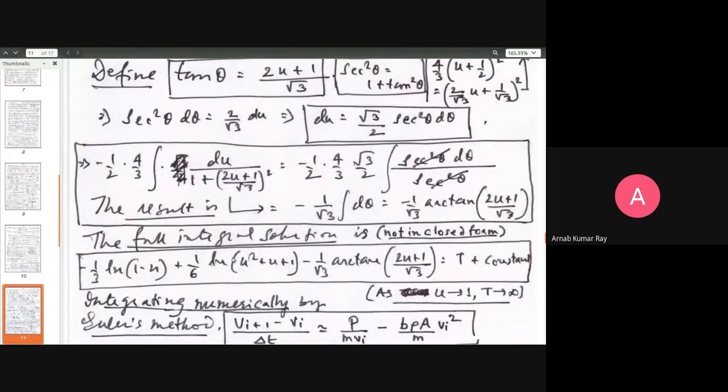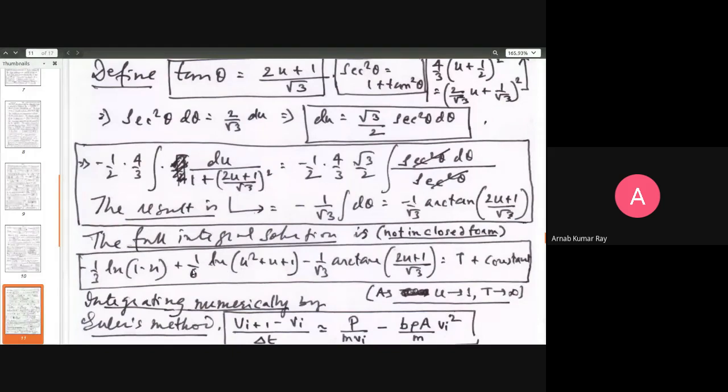And even after doing the integration, we are not able to write this thing in a closed form. What do I mean by not in a closed form? A closed form solution would be u as a function of t. We can't do that. You can't open all of these things up and write u as a function of t. You can put the two logs together over here, but what about the arctan part? You can still write this as a log of u squared plus u plus 1 divided by 1 minus u.